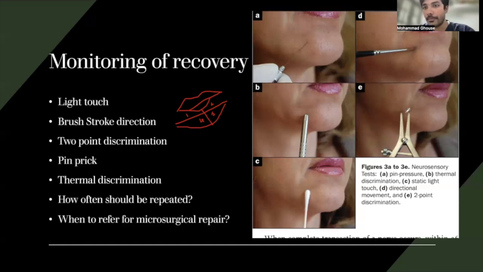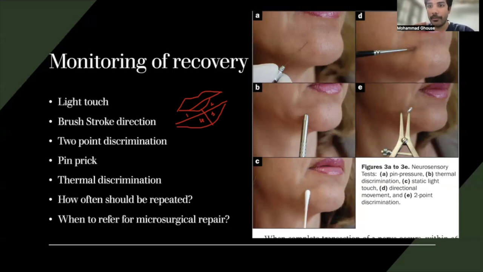So what they do is they place 2 points of an instrument over the affected region and the unaffected region. The patient should be able to perceive these 2 points distinctively. If he or she is not able to perceive these 2 points distinctively, then it indicates that there is loss of two-point discrimination in that region. The normal two-point discrimination distance for the inferior alveolar nerve is 4 millimeters, whereas for the lingual nerve it is 3 millimeters.